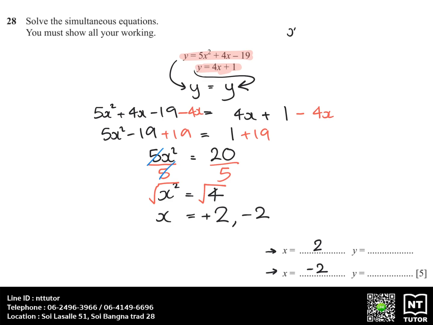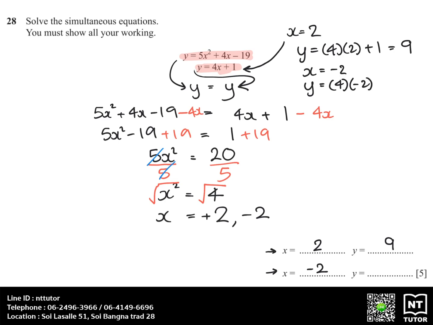For x equals 2, I'm going to substitute it into this one because it's simpler. For x equals 2, y equals 4 multiplied by 2 plus 1, which equals 8 plus 1, which is 9. So for x equals 2, y equals 9. For x equals minus 2, we have y equals 4 multiplied by minus 2 plus 1, which is minus 8 plus 1, which is minus 7. Therefore, for x equals minus 2, y equals minus 7.